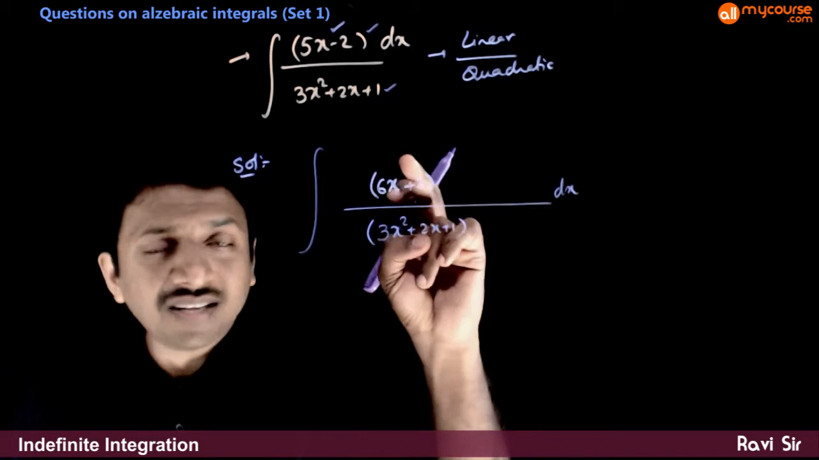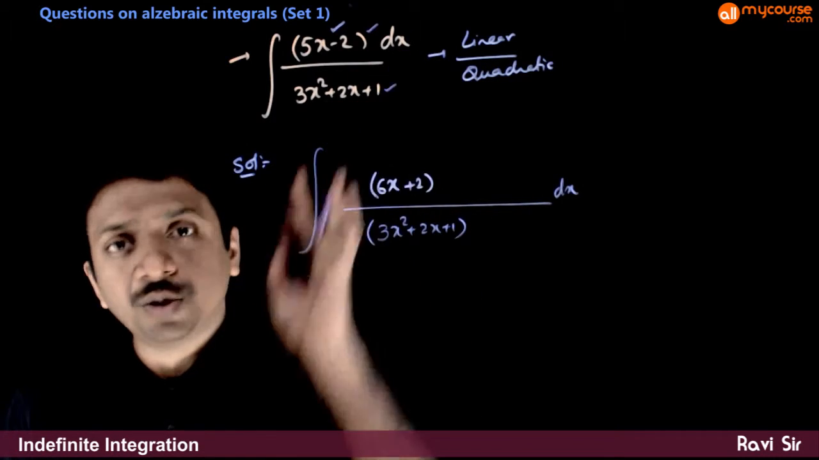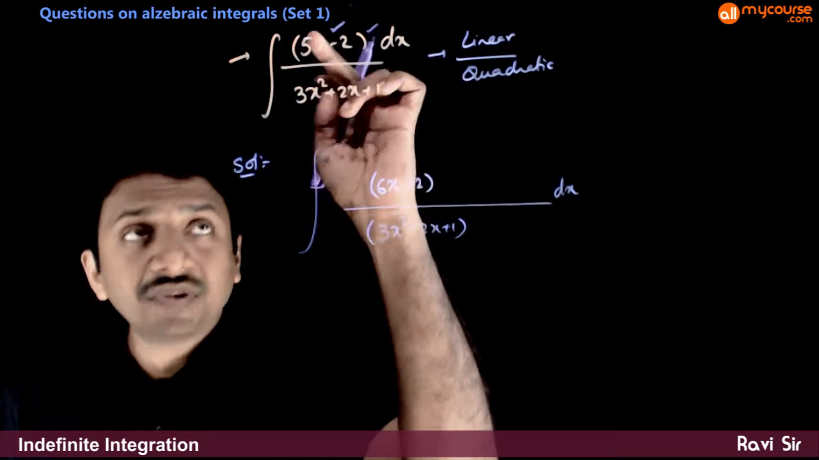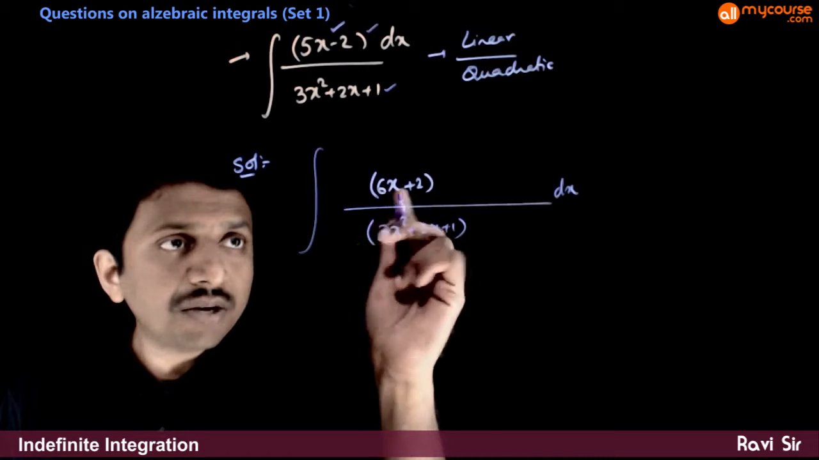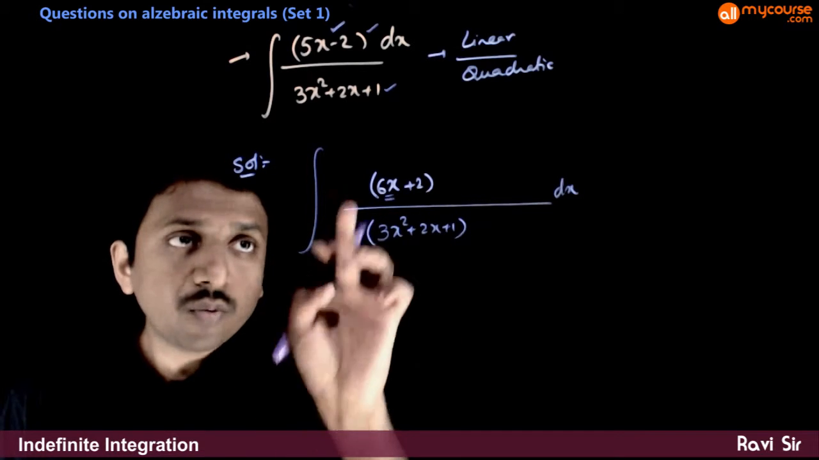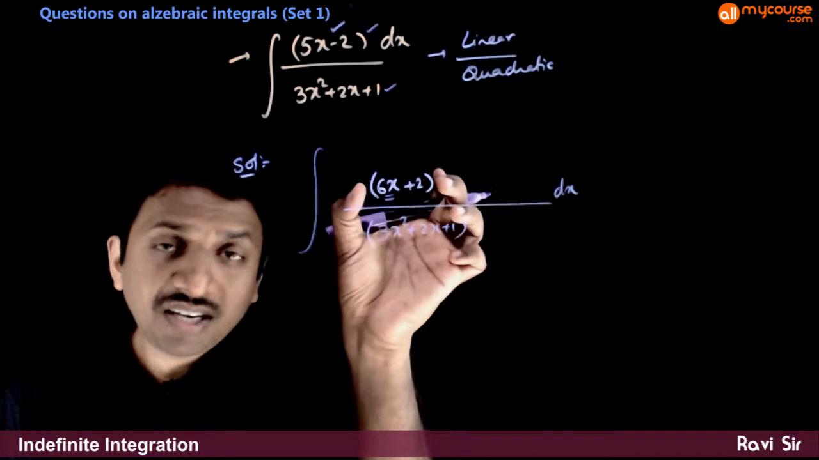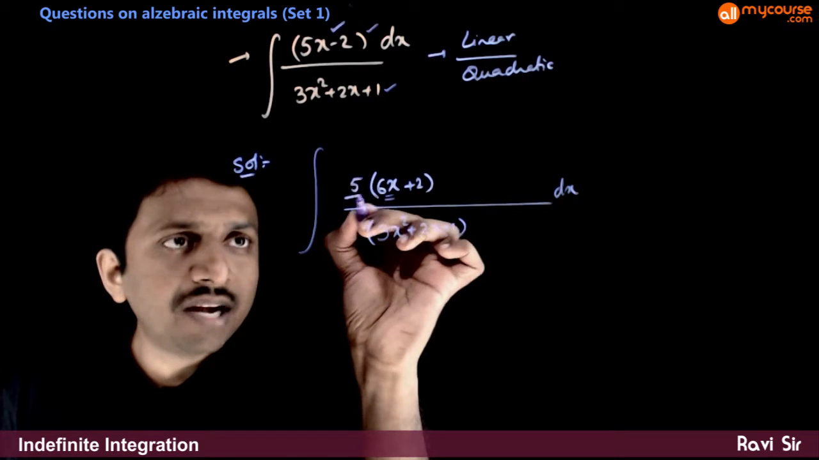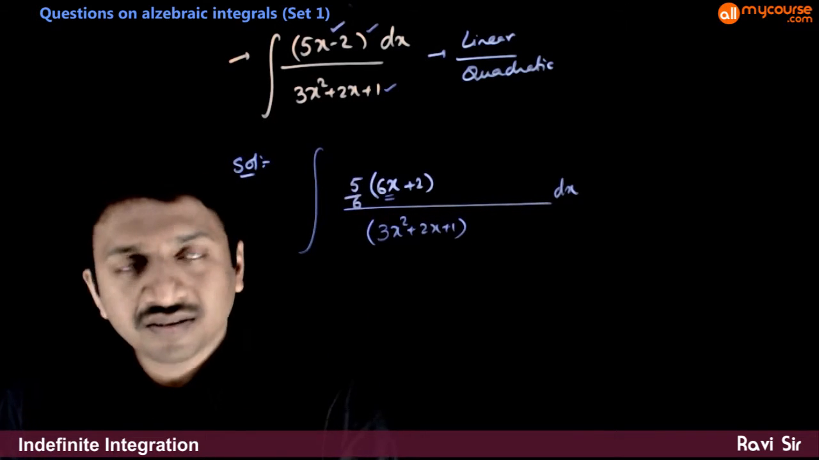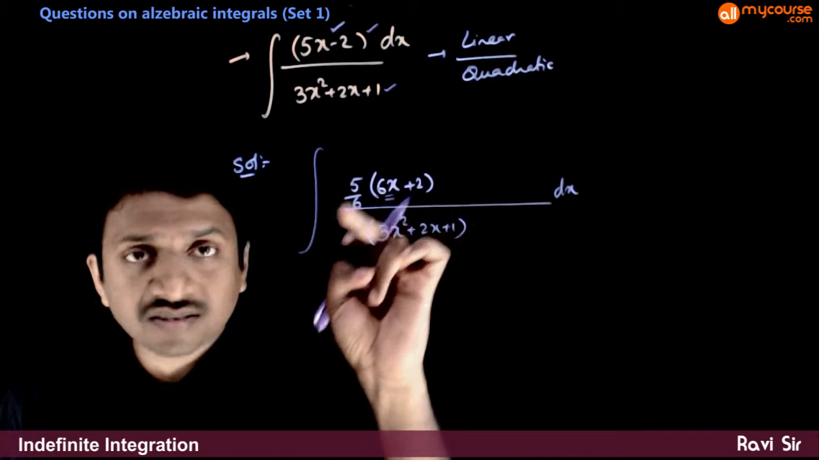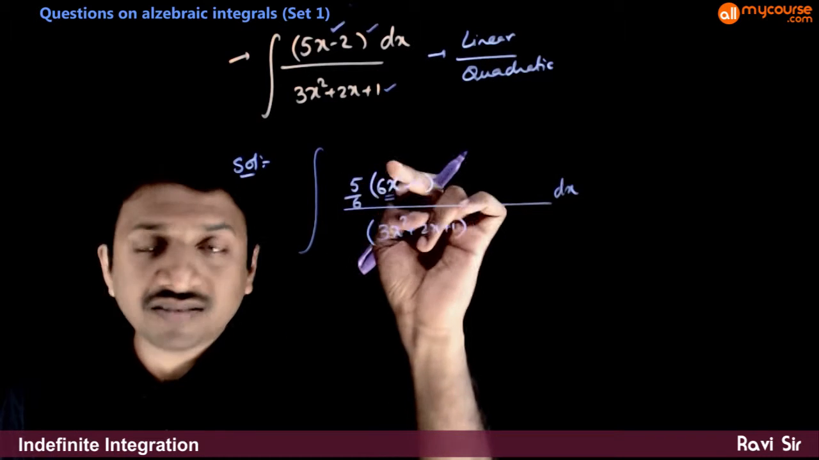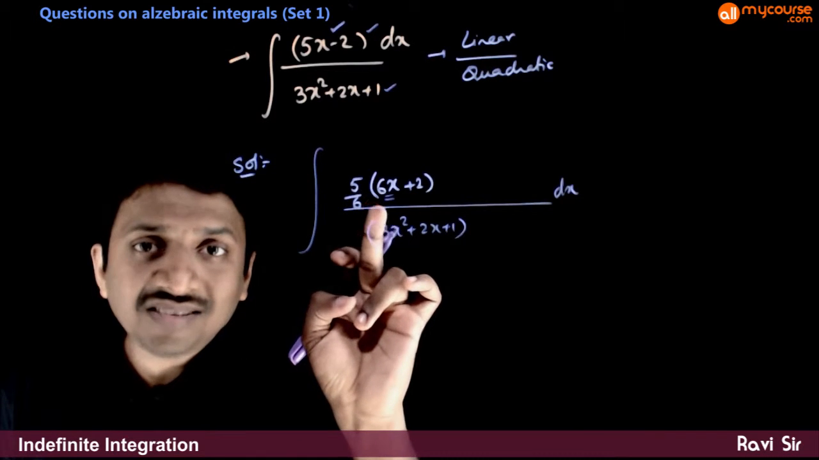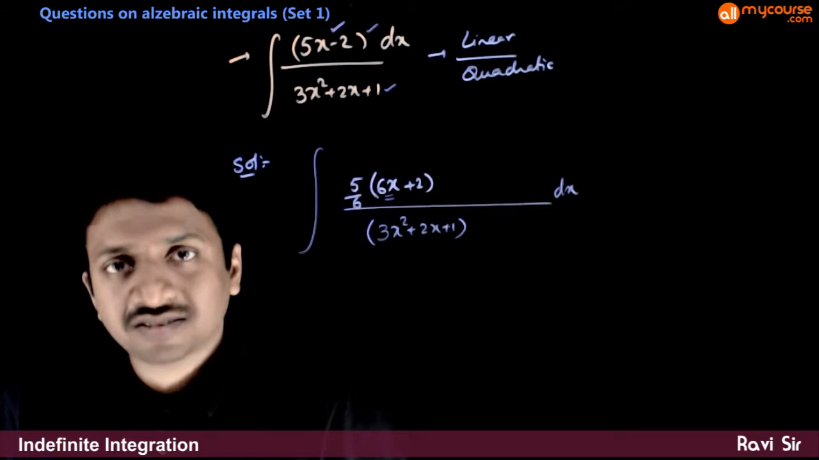6x plus 2 is the differentiation. Now once you write this, you start adjusting for the numerator. So in the numerator, first adjust the x term. You have a 5x here, but you have a 6x here. So what should you multiply this term with to get a 5x? Obviously you need to multiply it with 5 by 6. If you multiply it with 5 by 6, you have 5 by 6 into 6x is 5x. So the x term is adjusted by multiplying this.